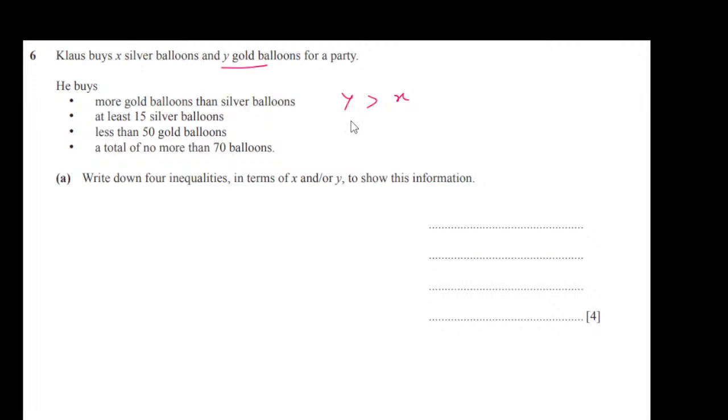So here the condition is X is greater than or equal to 15, less than 15 gold balloons. So Y is less than 50, a total of no more than 70 balloons. So this X plus Y together is less than or equal to 70. Okay. So write down the inequalities in terms of X and Y to show the information. So this is what is given, right? So we have done this.